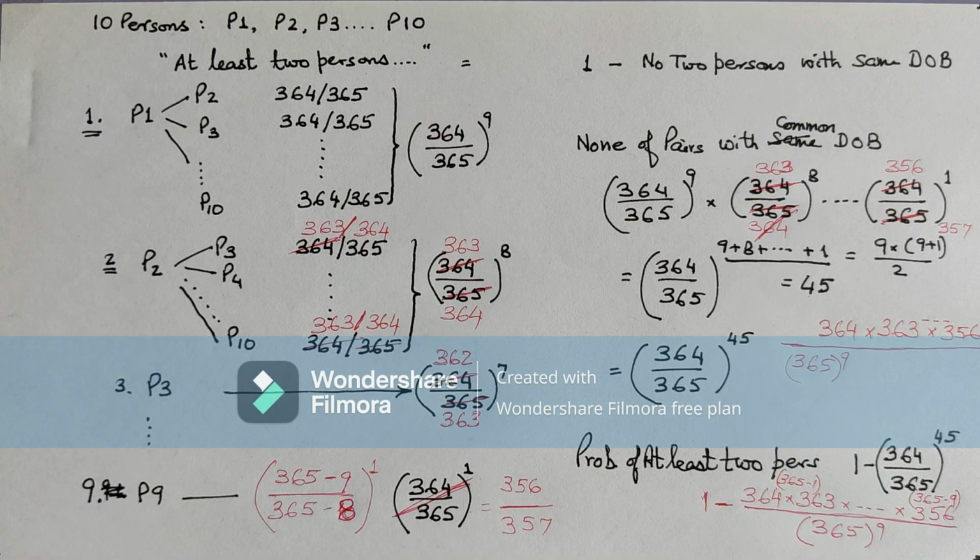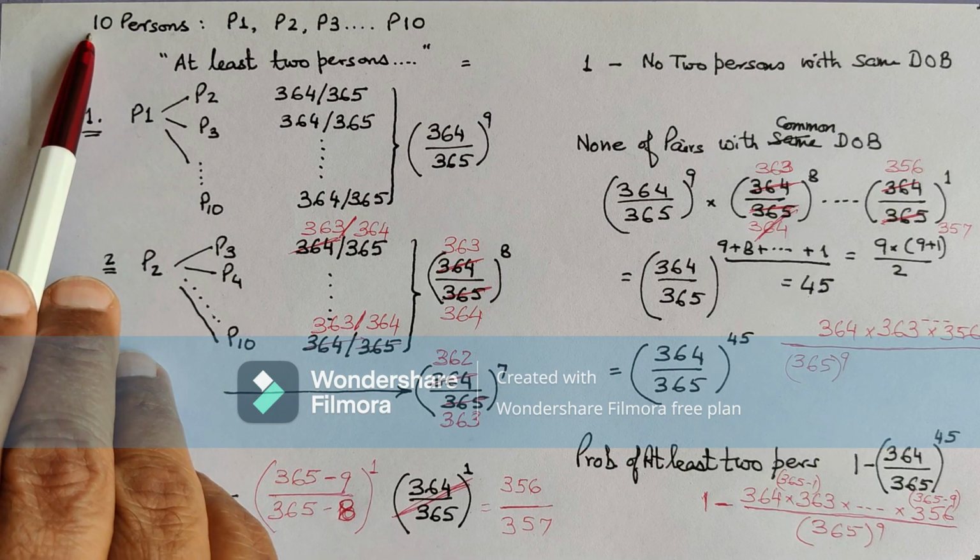Now let me do a cross check with 366 persons in the room. This one remains the same. This power 9 becomes 366 minus 1, that is 365 to the power 365. Alright. And then I begin with 364, 363, and the last term I get is 365 minus, remember, 366 persons. For 10 persons it was 365 minus 9.